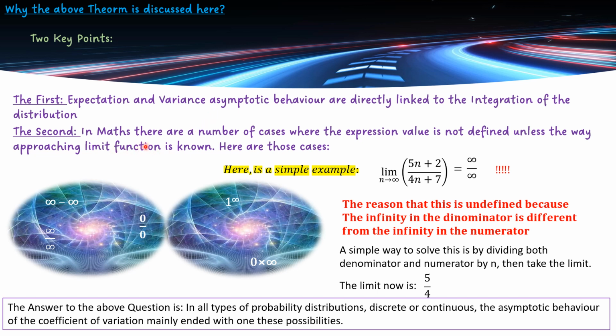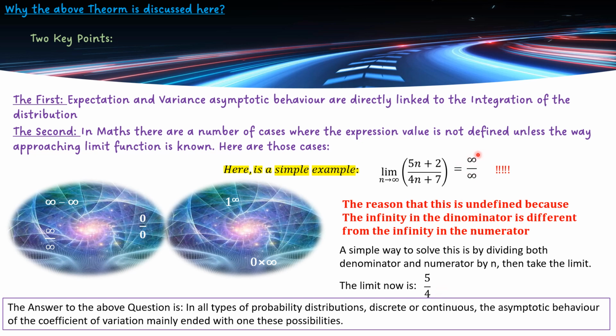The second point here is there are a number of expressions where, once you take the limits of the variable, if you do not take care of the way in which you take the limit, you will get different results. For example, this expression is a very simple example. If you just take the limit of n to infinity here, you notice that you will get an expression infinity divided by infinity, which is not defined. But if, for example, you divide both numerator and denominator by n, and then simplify, then you will get 5/4. Even if you take the limit, because 2/n will become 0 and 7/n becomes 0, the limit of this will approach 5/4.